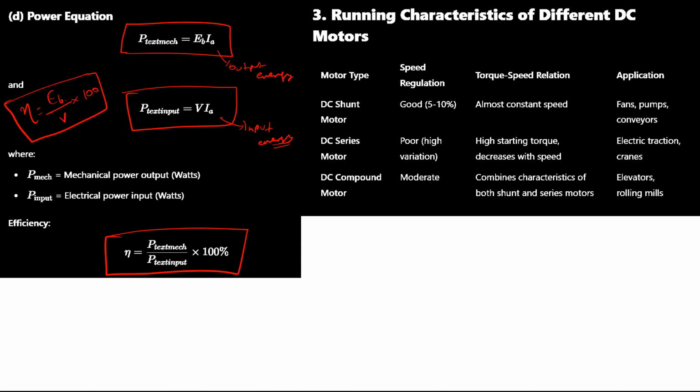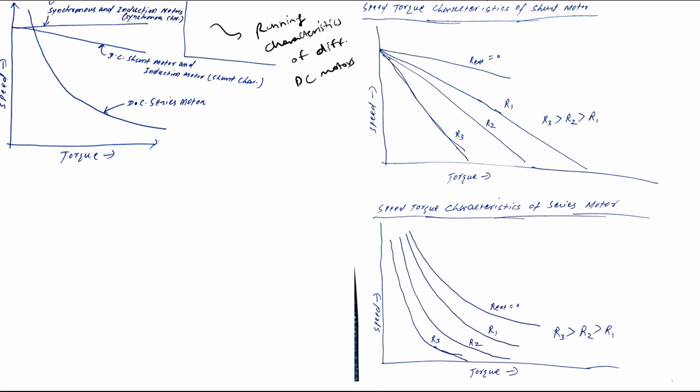Now these are the running characteristics. We now have three graphs, starting with the torque versus speed graph. We cannot derive this graph, but I suggest you learn it. For the DC shunt motor and the induction motor, this is linear. For the DC series motor, this is hyperbolic. Now we have the speed torque equation of the shunt motor; as I said, the shunt and induction motors follow this pattern.